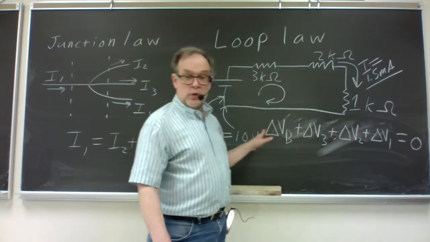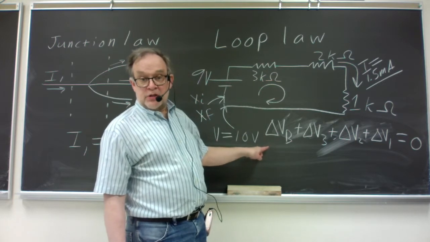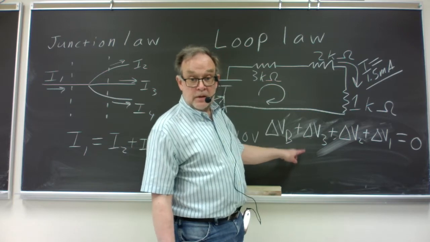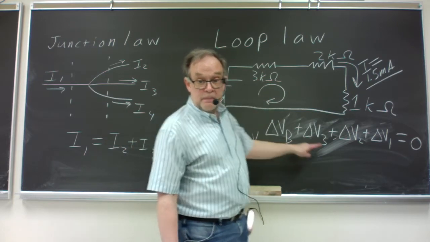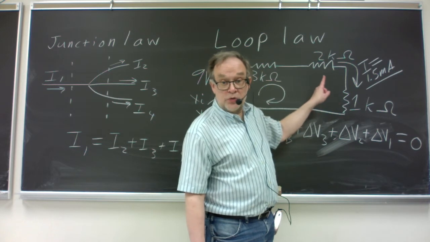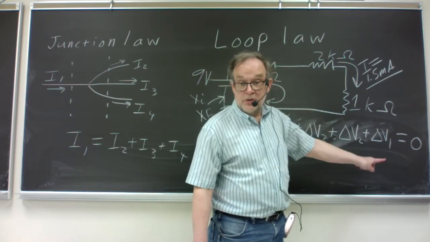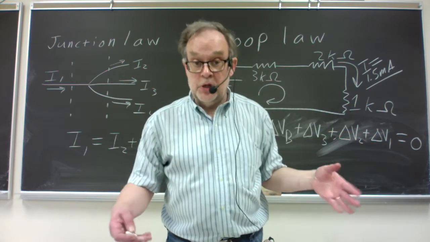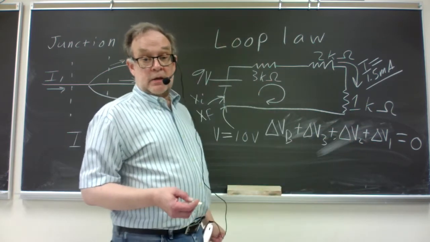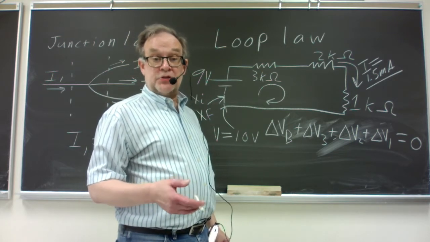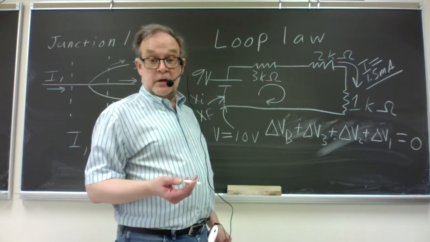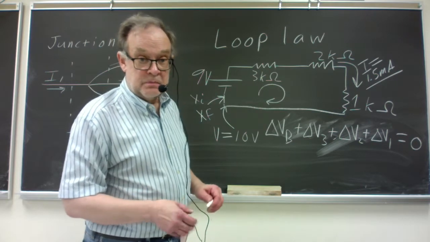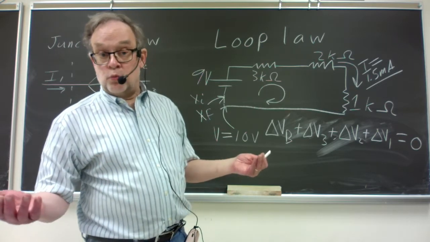And I'm just writing that out here. The change in potential when you go across the battery, plus the change in potential when you go through the 3 kilohm resistor, plus the change in potential when you go through the 2 kilohm resistor, plus the change when the particle goes through the 1 kilohm resistor. All those changes have to add up to zero. So let's see what those potential changes are specifically and see if they do add up to zero. And to see what those potential changes actually are, we use Ohm's law.